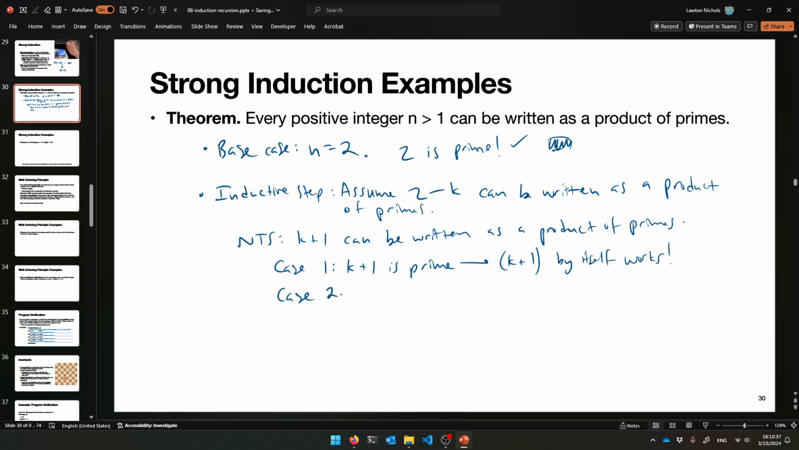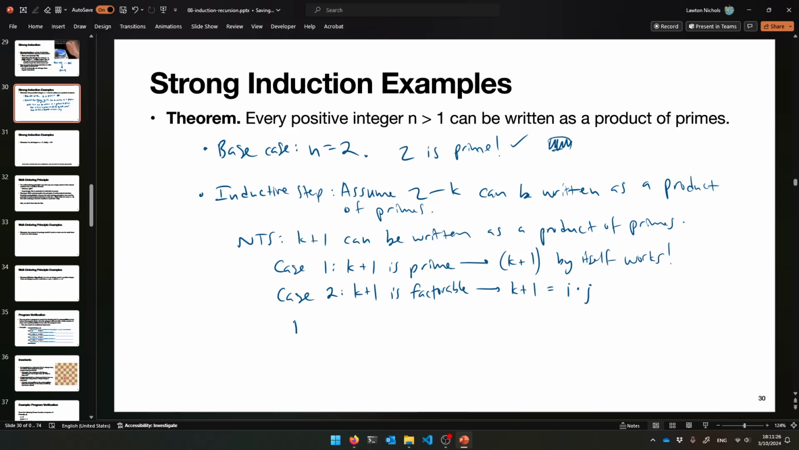Case 2, though, this is where it gets tricky and cool, and we need the power of all these previous things. If k plus 1 is factorable, it's composite. It's made up of at least two numbers multiplied together. That implies that k plus 1 is equal to the product of at least two numbers, i times j, right? Two smaller numbers. They're forced to be smaller to make the bigger thing, because this is positive stuff. We know they are smaller than k plus 1 because they multiply to make k plus 1. We can split up k plus 1 like that. What do we know about those two numbers? We know that they are between 2 and k, don't we?